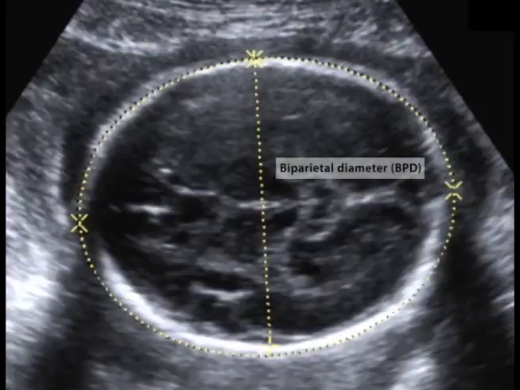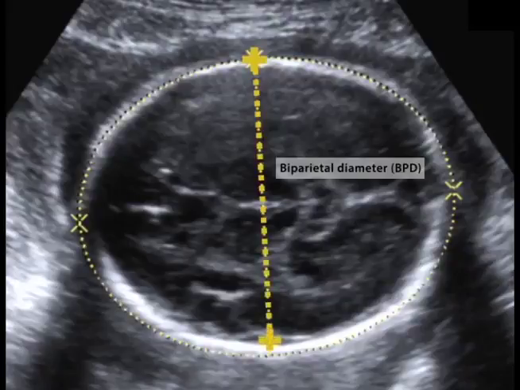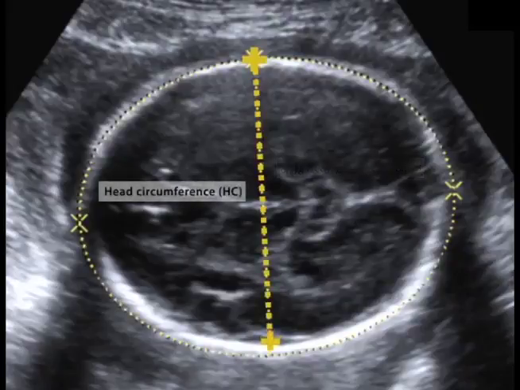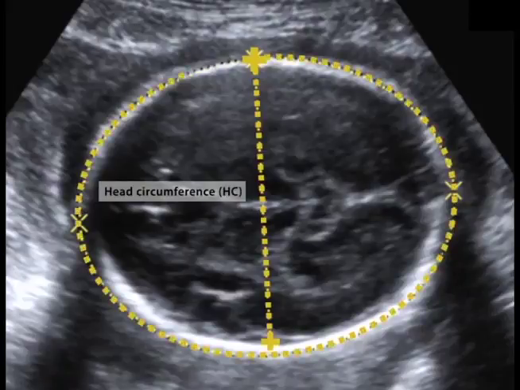The biparietal diameter is measured perpendicular to the sagittal midline from the outer edge of the skull in the upper or near field to the inner edge of the skull in the lower or far field. The head circumference is measured by placing an ellipse around the outer edge of the skull.